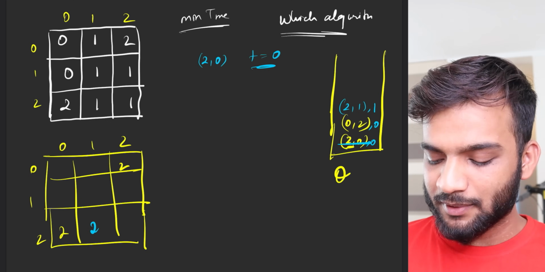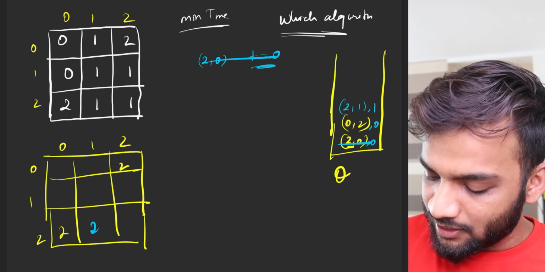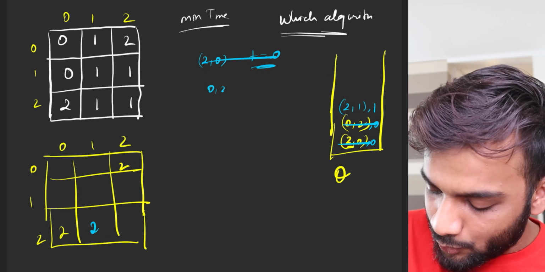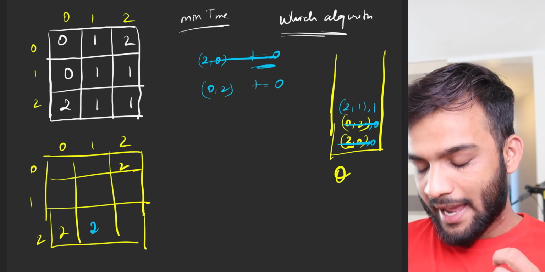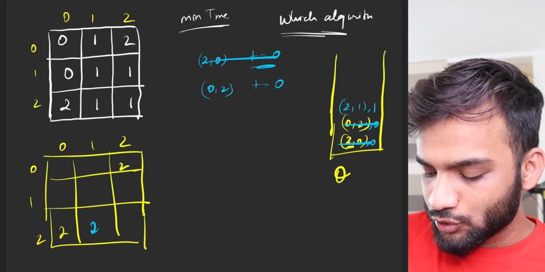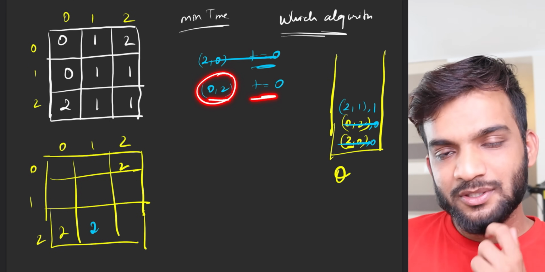Done. What's the next step that you'll do? You'll take, this is done. The next time you'll take 0, 2, and the time is again 0. Okay. And now what you will do is, you saw, okay, at 0, 2, the time is 0.